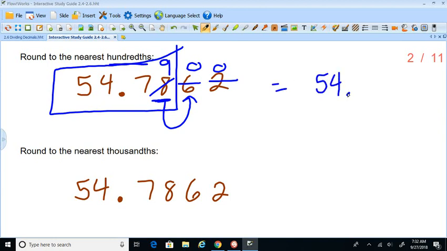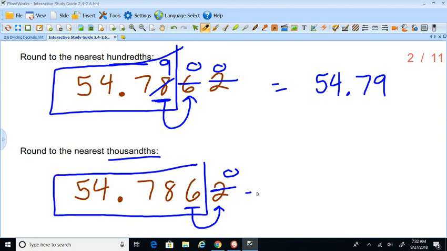Next problem, round to nearest thousandths. Same idea, but this time we underline the digit in the thousandths place, which happens to be the 6. Hook and arrow to the 2. 2 tells us to leave the 6 alone. 2 becomes a 0, and anything to the right becomes 0. Cut it off, rewrite your final answer, 54 and 786 thousandths.